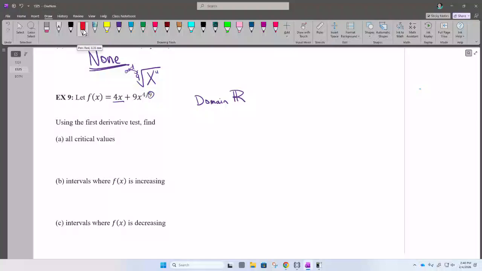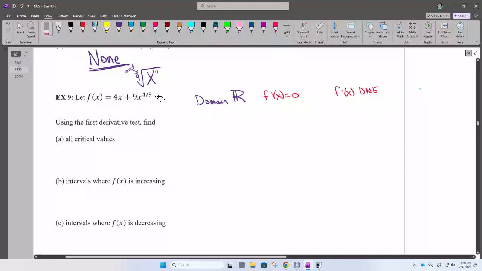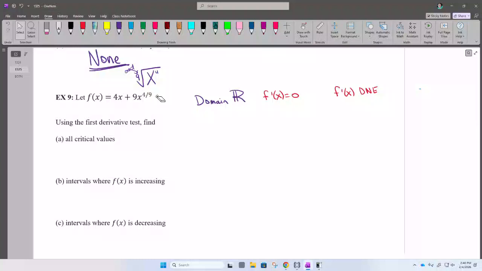Then we're going to need to find our critical values, which is the only place max or min might occur. And we do that by seeing where the derivative equals 0 and by seeing where the derivative does not exist. So I'm going to need to find my derivative. So taking the derivative of this, derivative of 4x is 4. If I multiply 4/9 times 9, I'm going to get 4, x to the 4/9 minus 1, which is negative 5/9.